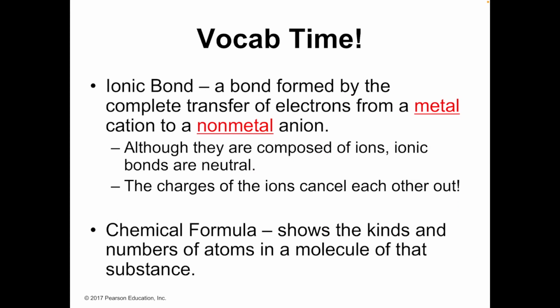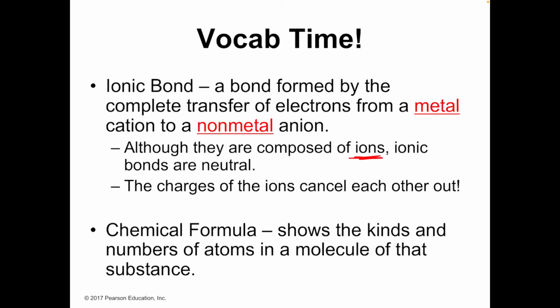So here's a little bit of vocab for you. Ionic bonds are bonds that are formed by the transfer of electrons from a metal cation to a nonmetal anion. And although they are composed of ions, all of these positive and negative charges, ionic bonds themselves are neutral because the charges of the ions will cancel out. Those positives and negatives will be exactly equal, and we will get a neutral molecule.